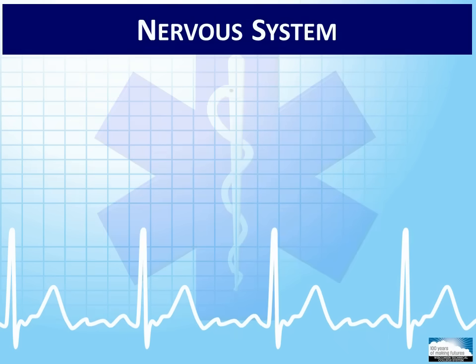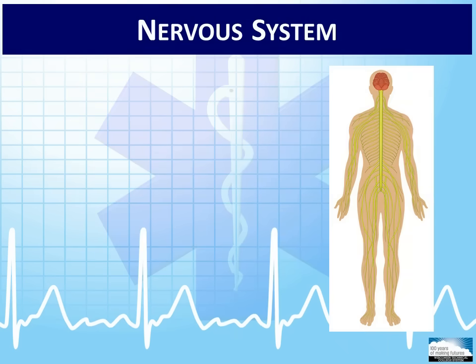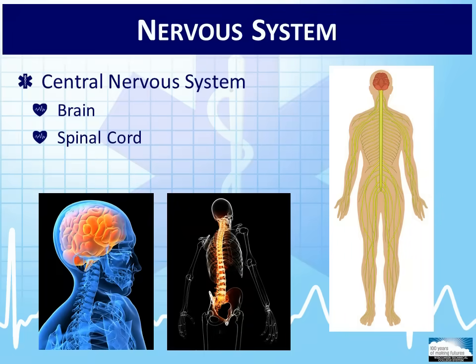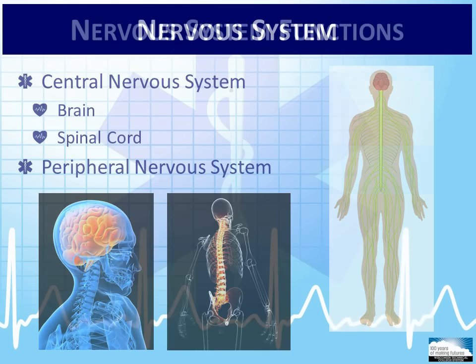The next major body system to analyze is the nervous system. The nervous system is broken down into two primary components. The first is the central nervous system, which includes the brain and spinal cord. Everything else branches off from the central nervous system and is a part of the peripheral nervous system. Within the peripheral nervous system are sensory and motor nerves that help the body interact with its environment.